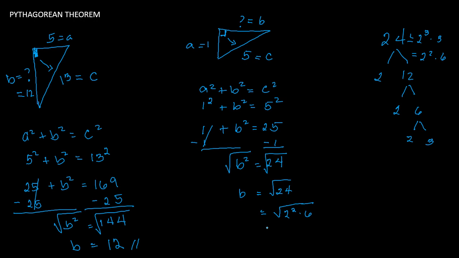Now what is the square root of 2 squared? That is 2, and then 6 will remain as our radicand. So B therefore is equal to 2 square root of 6. That's it.